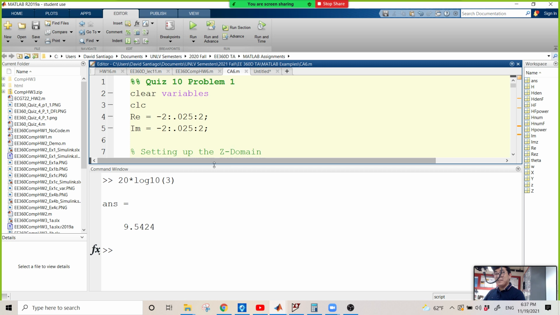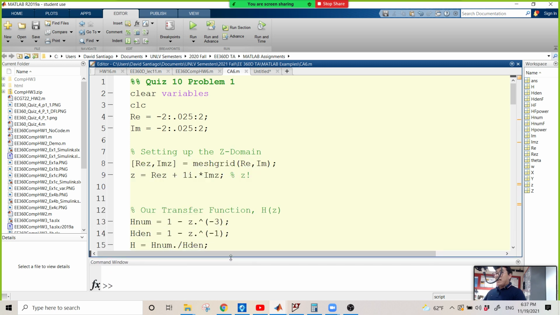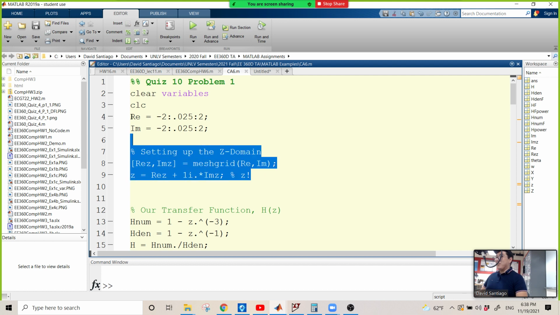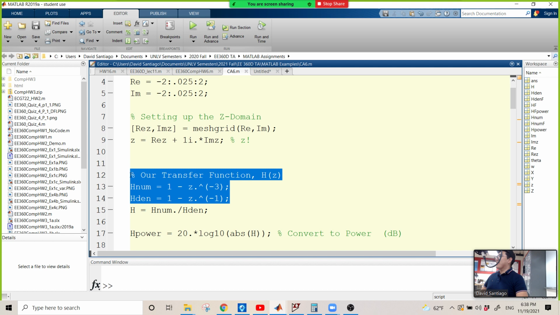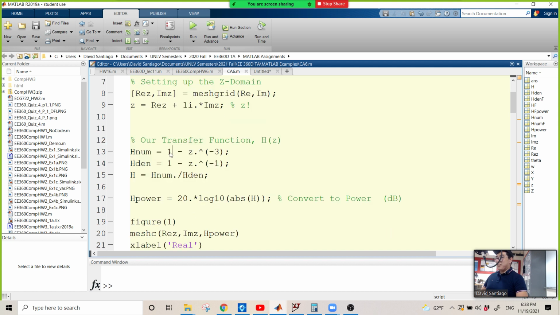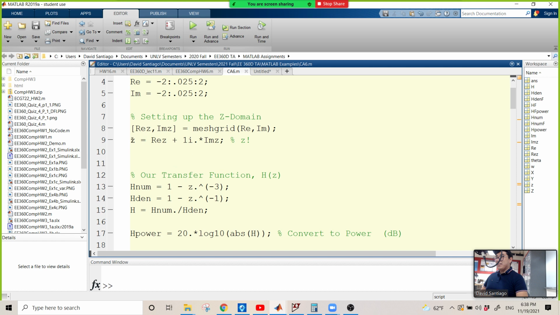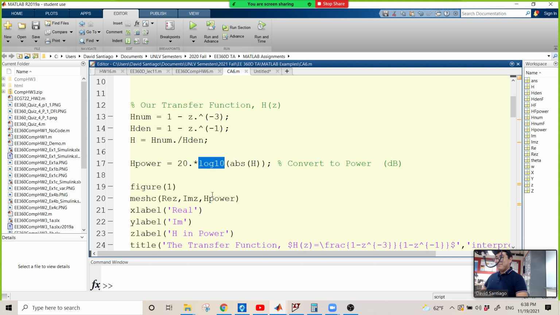Nah, I'm good. So, how do we model this in the Z domain? Remember in the Laplace transform, we did this meshgrid stuff? You just do the same thing. Just model your numbers. Here's our transfer function that I've already pre-coded into our system. So write your z, and then make it z to the minus 3, z to the minus 1, and you get your transfer function. Easy, right? Get your power.